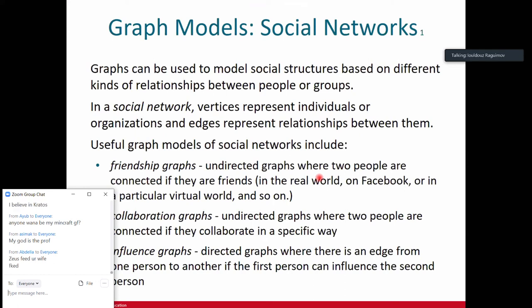And that may be, as I was explaining, in the real world, that may be on Facebook or in a particular virtual world. A collaboration graph also is an example of an undirected graph. I can either collaborate or not collaborate. If I collaborate with Eileen, it means that Eileen also is collaborating with me, right? It would be the same type of connection. So correspondingly, this is an example of an undirected graph.